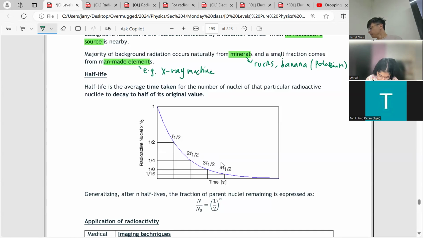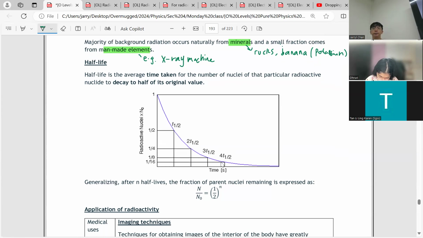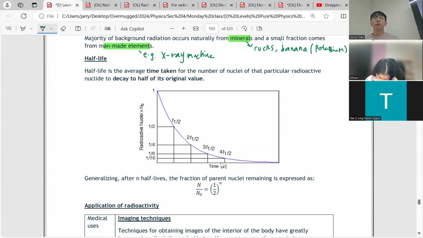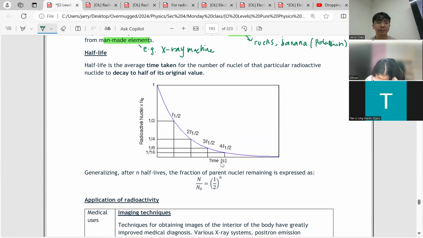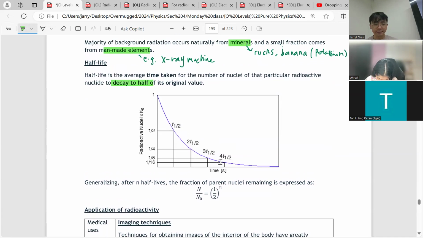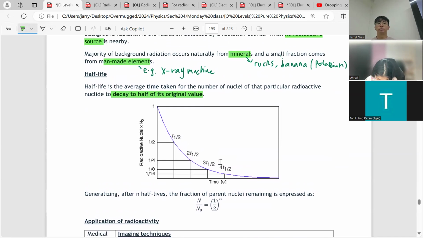Lastly, half-life. Okay, half-life, the idea is not difficult to grasp, but if you read questions wrongly, you will get into trouble. Half-life, the idea is really just about decreasing to half the original value. Decay to half its original value.